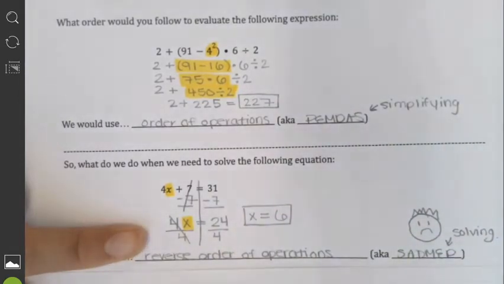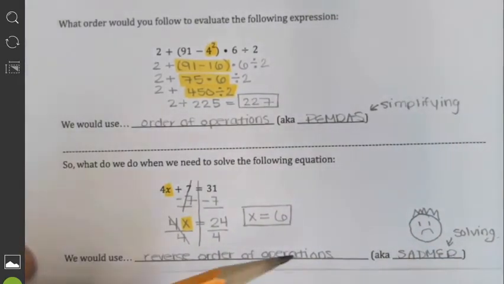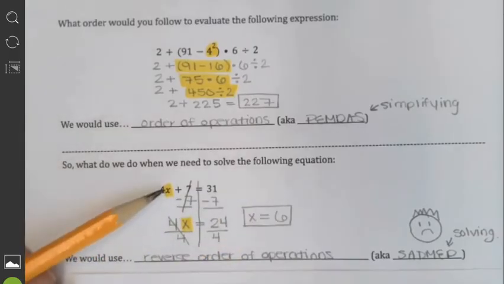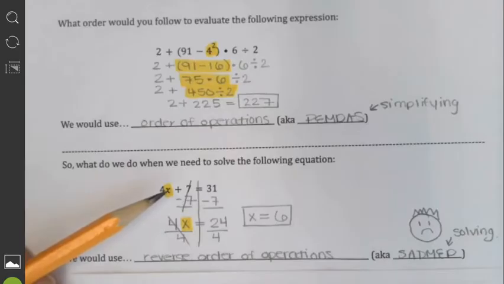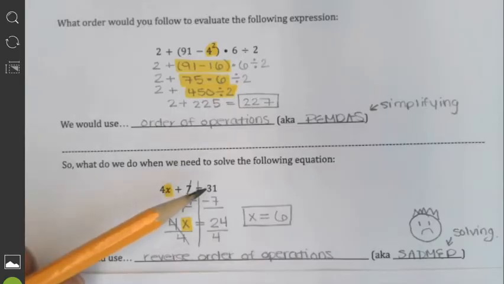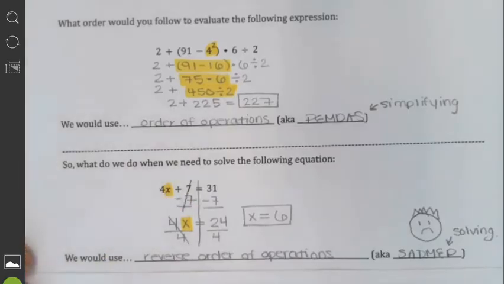Let's check our answers to make sure we feel comfortable with that. If we were to plug 6 back in where x is in the original equation, is it true that 4 times 6, which is 24, plus 7, which is 31, is equal to 31? Yes, that's true. We like that answer.